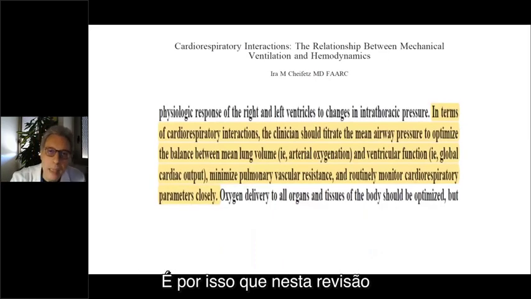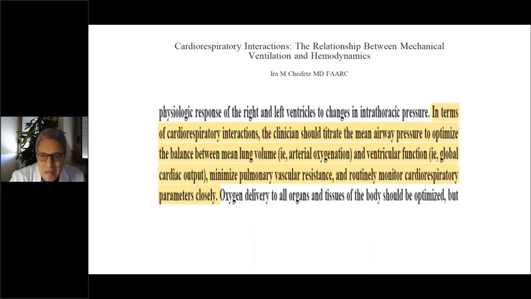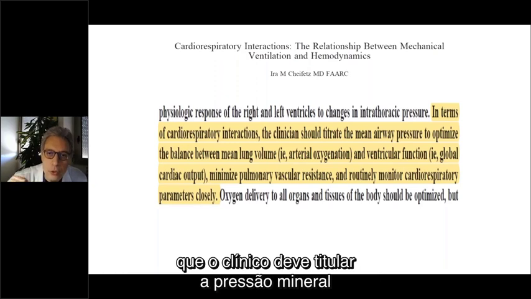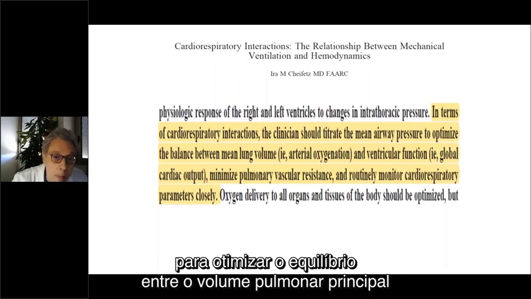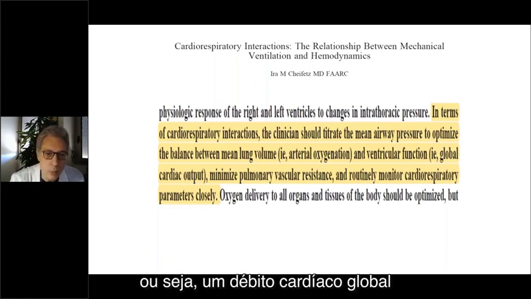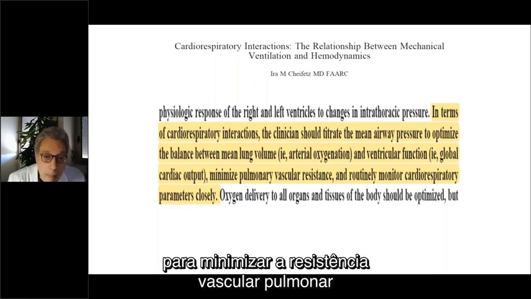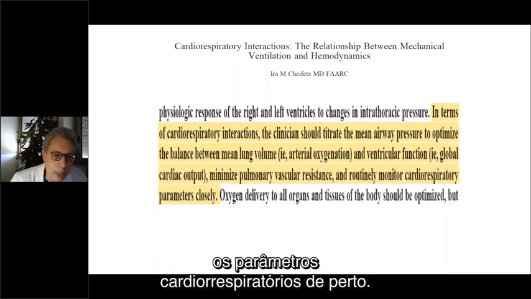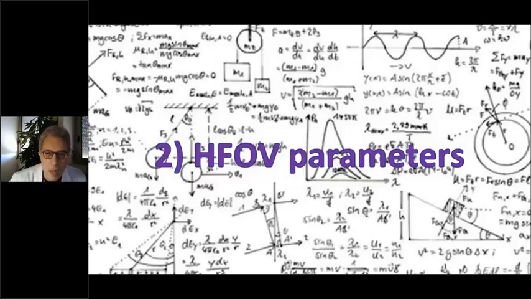And this is why in this review the importance is stressed, in terms of cardiorespiratory interaction, that the clinician should titrate the mean airway pressure to optimize the balance between mean lung volume, that is arterial oxygenation, and ventricular function, that is global cardiac output, to minimize pulmonary vascular resistance and routinely monitor cardiorespiratory parameters closely.